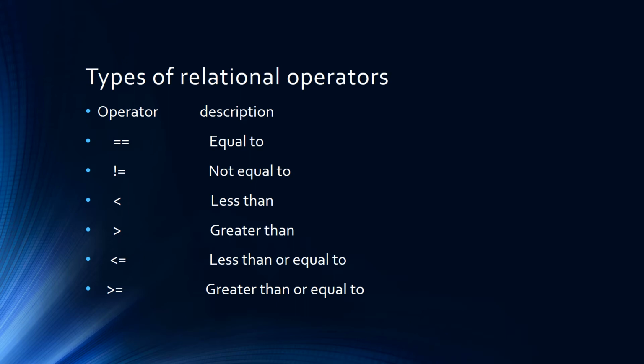And then right here you can see the next symbol is the less than symbol, followed by the one facing the opposite way, which is the greater than symbol. And then if you put an equal sign after either of those, it'll make it either less than or equal to, or greater than or equal to.